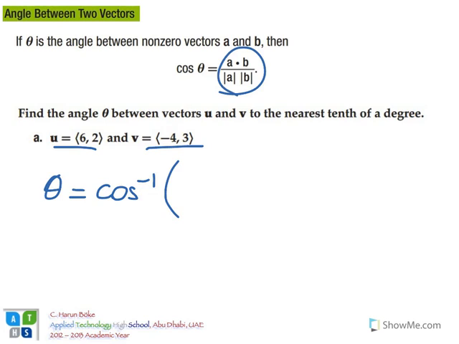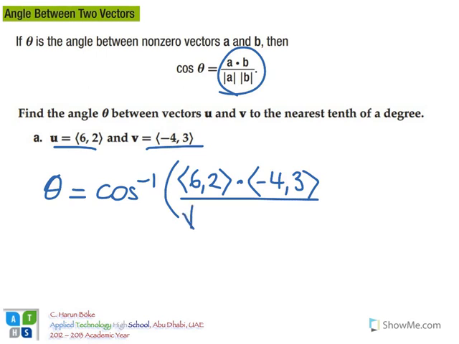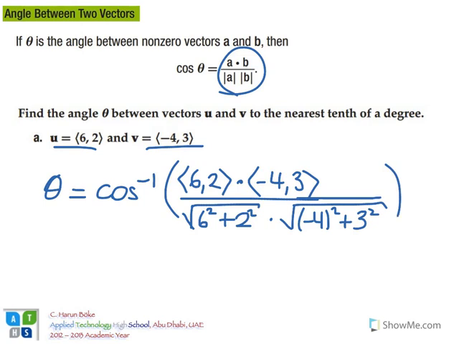substituting our vectors, the dot product of u and v, which is <6, 2> dot, say, <-4, 3> over the magnitudes, the square root of 6 squared plus 2 squared times the square root of -4 squared plus 3 squared. So this is what we are going to calculate and use the inverse cosine to find the measure of the angle.